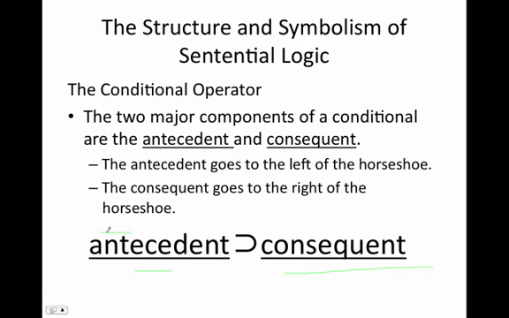Antecedent: ante is the Latin word for before. And it goes before the horseshoe, so it's appropriately named. Consequent, well, you know, a consequence is something that happens as a result of something else. So it means kind of like it follows from. So the consequent follows from the antecedent, and appropriately then comes after the horseshoe.